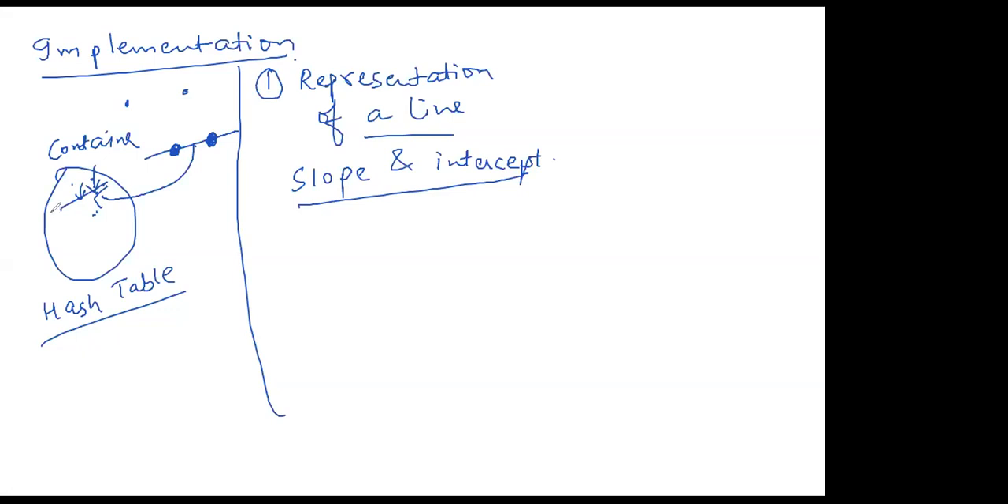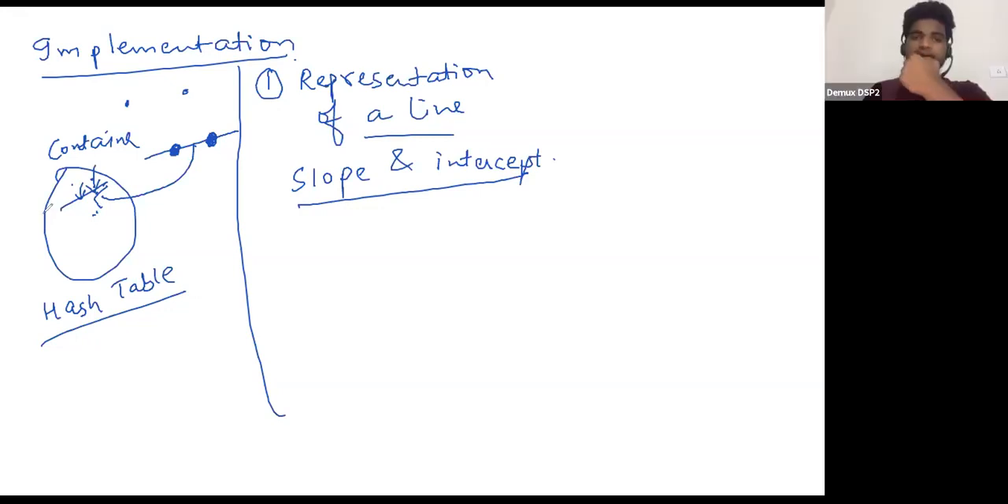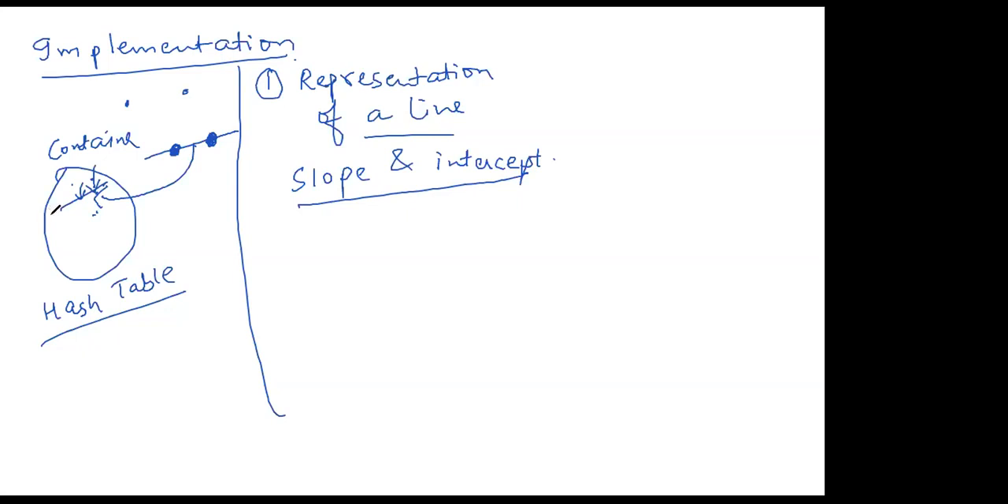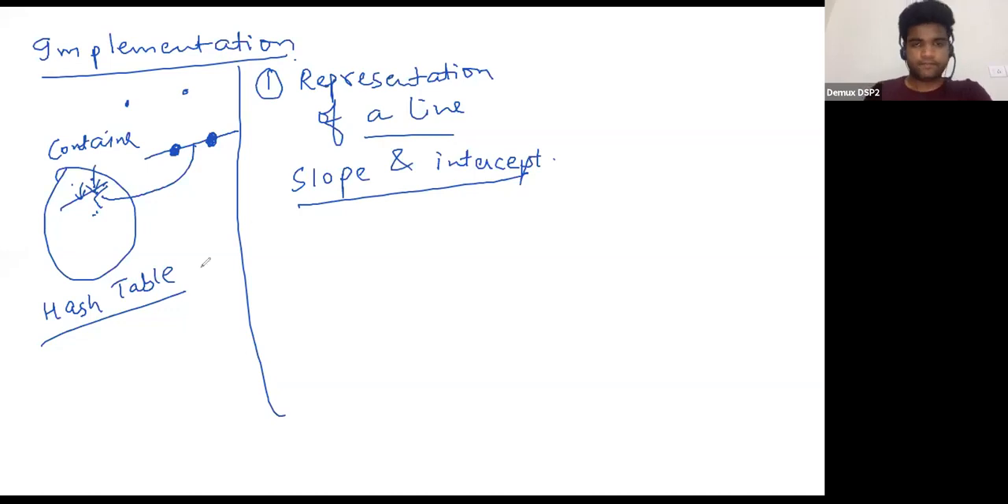No, sir. Why? They could be parallel lines. Yes. So I will need to store both slope and intercept. Okay. Now, this is just one thing. Keep in mind, we will come back to this.